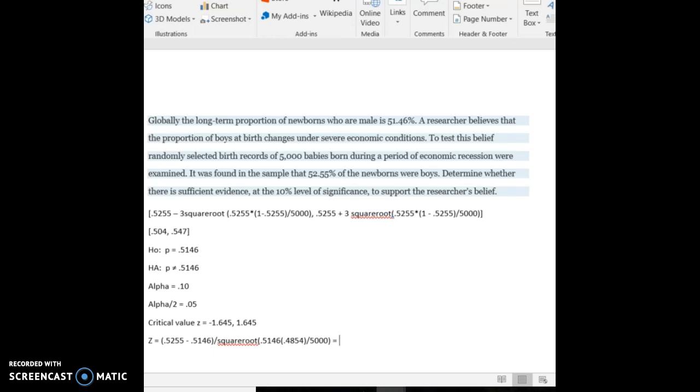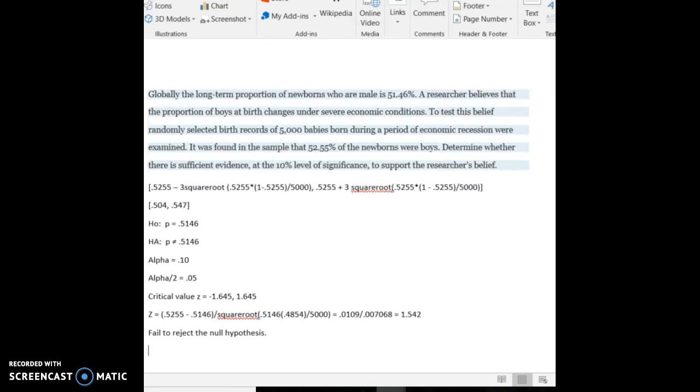And when we put this thing into our calculator, the top is going to give us 0.0109, and the bottom is going to give us 0.007068, and that comes out to 1.542. Now, remember I said up here that if it's to the left of negative 1.645 in the left tail, or if it's to the right of 1.645 in the right tail, we reject the null. But in this case, 1.542 is not to the right of 1.645. And so we are going to fail to reject the null hypothesis.